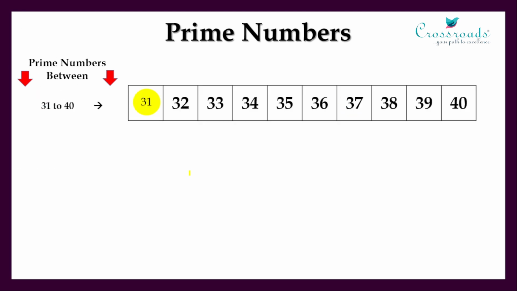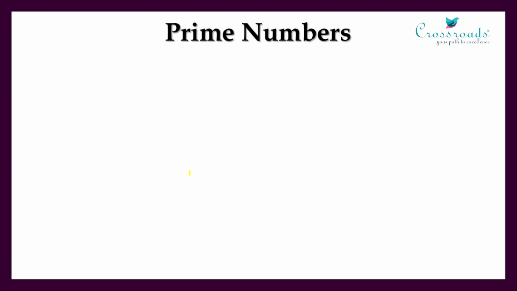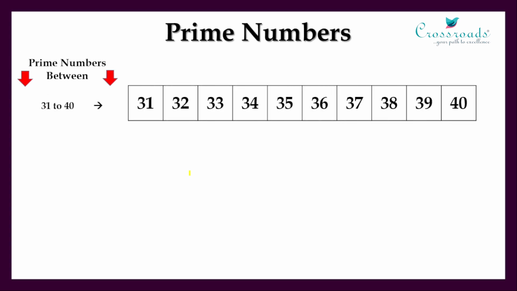Now let's see. Prime numbers between 31 and 40. So which are those prime numbers? 31 and 37. There are only two prime numbers in this range. Now 32, 34, 36, 38 and 40 are again even numbers and they are multiples of 2 and they become composite numbers. 33 and 39 are again multiples of 3.